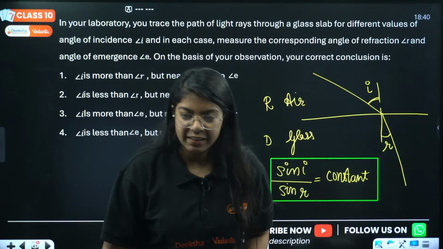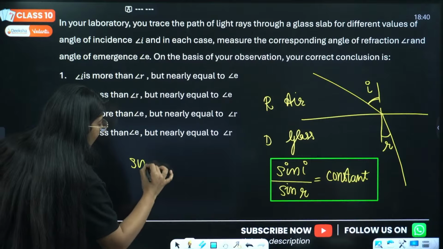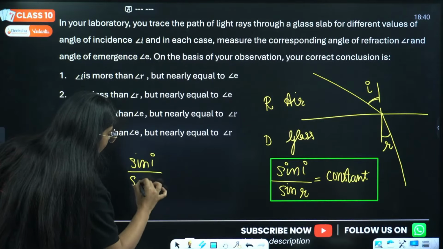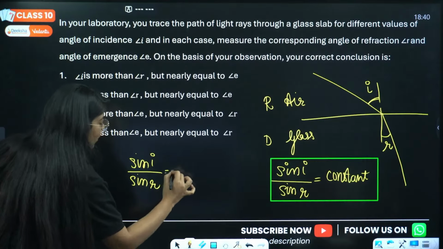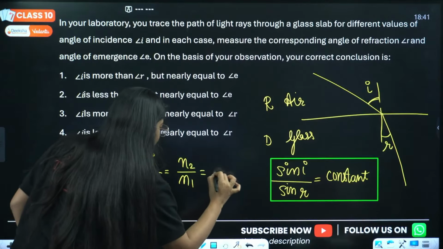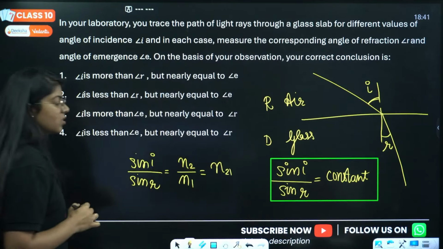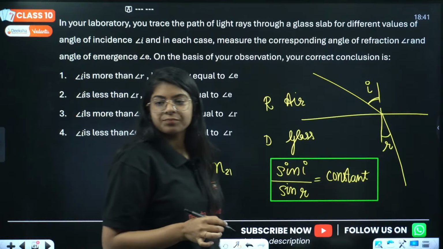Constant is refractive index. Yeah, I was coming to that. We can also say that sin I divided by sin R is equal to N2 divided by N1, meaning refractive index of the second medium, that is glass, with respect to the first medium. Okay? Understood?